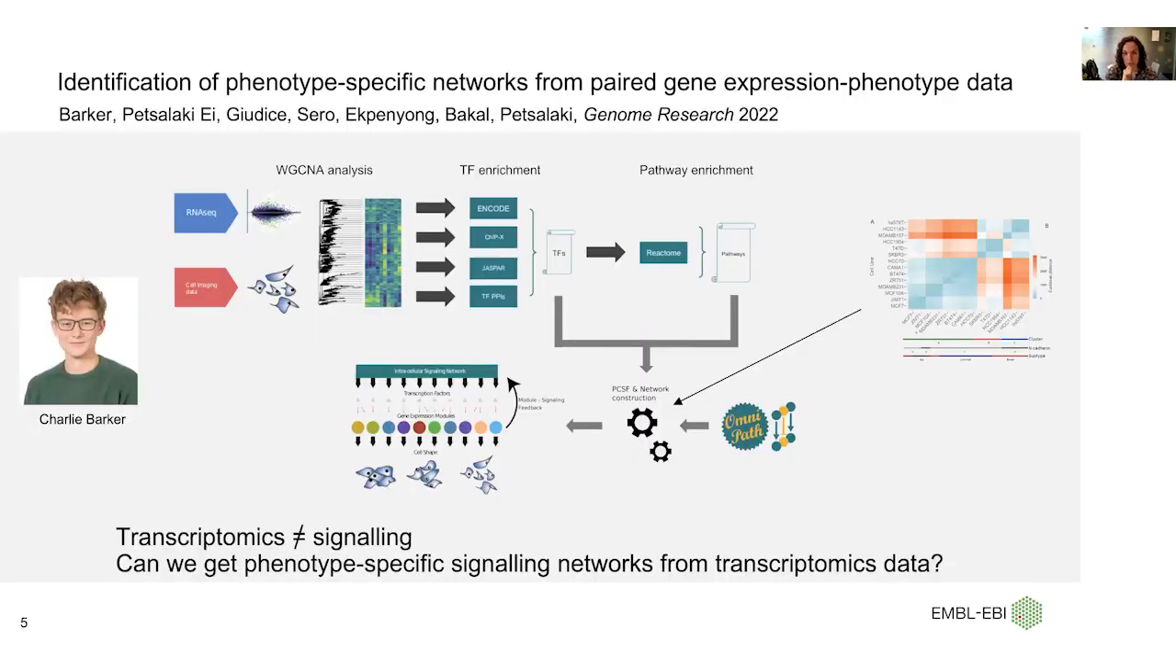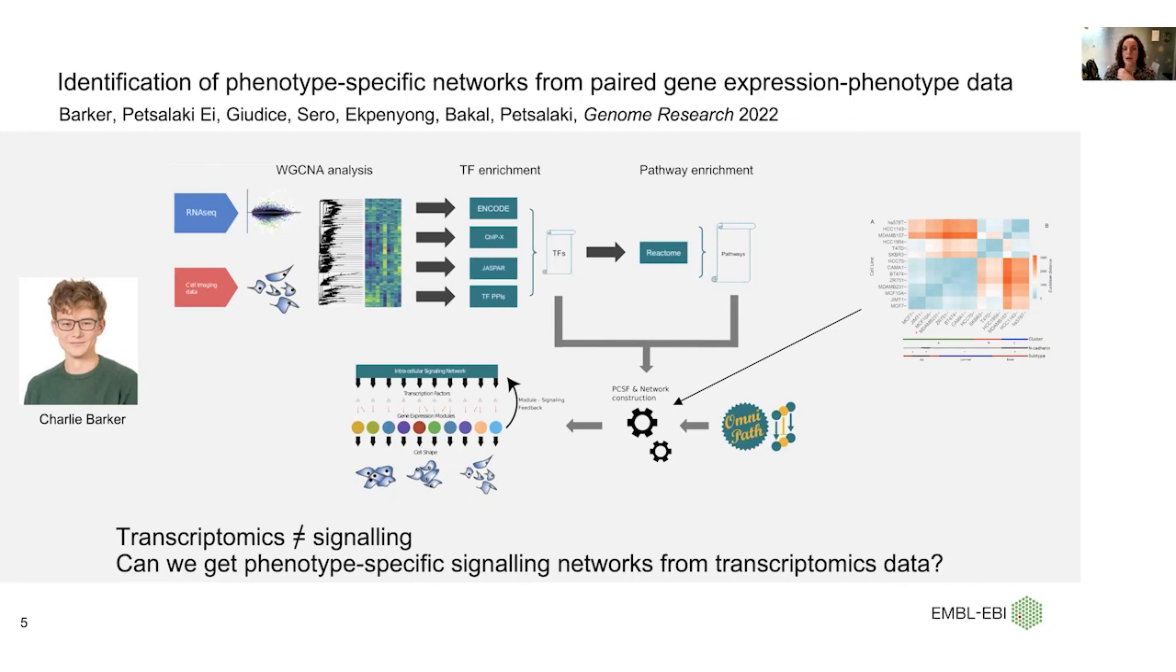So starting with the first project, this was published last year. It was work led by Charlie Barker, a PhD student in my group. The whole idea here is that there are a lot of transcriptomics data sets available that are paired with phenotypes. However, transcriptomics does not equal cell signaling because it's basically the output of signaling processes. And so the question is, can we devise a way to get phenotype-specific signaling networks from these transcriptomics data? This is just an overview of the method, but I will walk you through it.